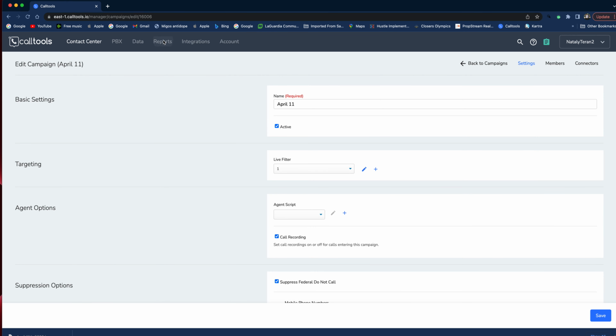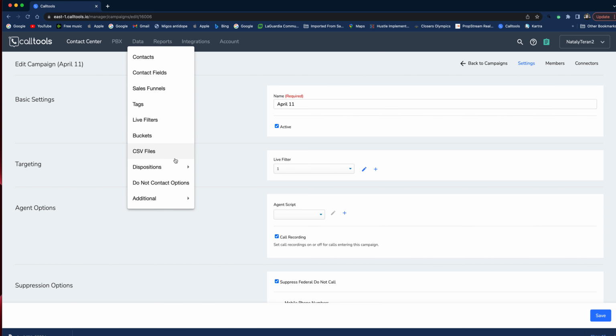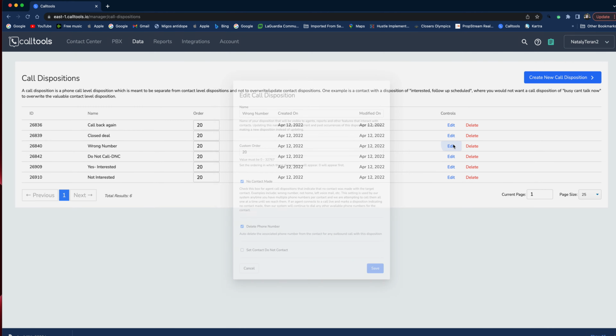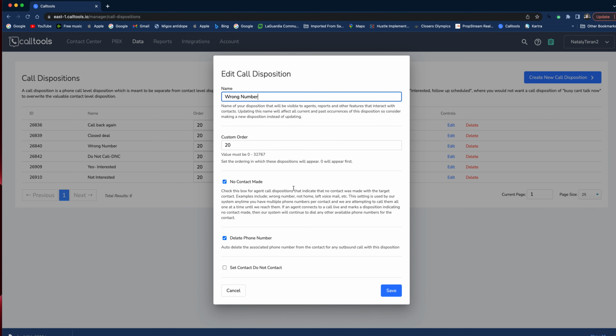Now, the reason I didn't put wrong number there was because in my call disposition for wrong number, I have that it's already going to do something here. Meaning that it already has a rule within that particular thing. So it's already going to remove that. It's going to delete that number for any outbound call. So it's already going to delete the number. And it's going to continue to call their other numbers. So we don't need to have that in our campaign because it already is a rule here in our call disposition.